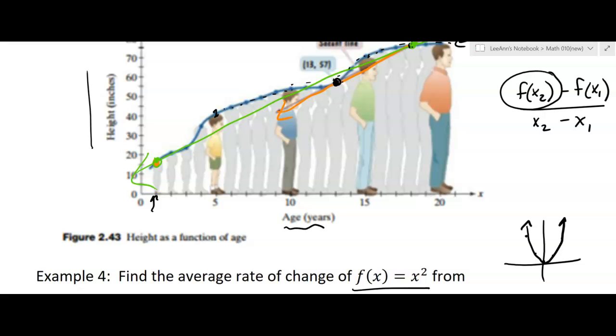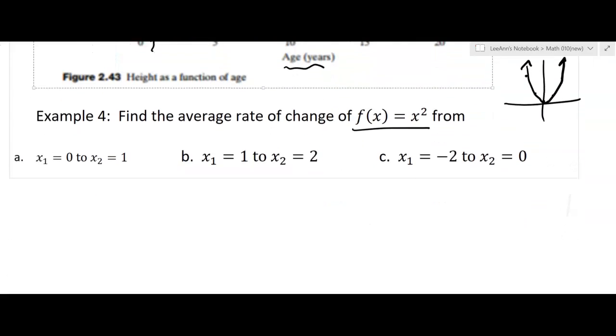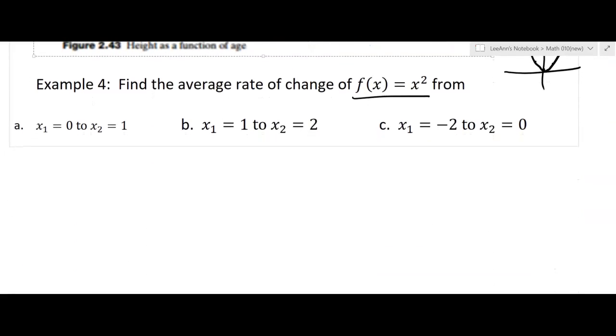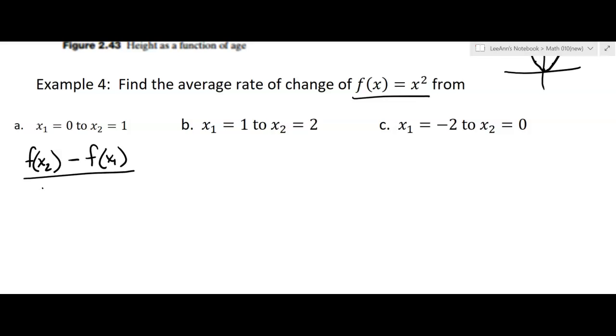Now, we could have done it for our height problem because we knew 2 points. So we could have just calculated the slope of that secant line, same as we have done before when we've been given 2 points. But if they don't give you the points, but they give you an equation for the function, you're going to have to use that. So what I have to do is find f of x sub 2, and then subtract f of x sub 1, and then in the denominator I'm just going to have x sub 2 minus x sub 1.